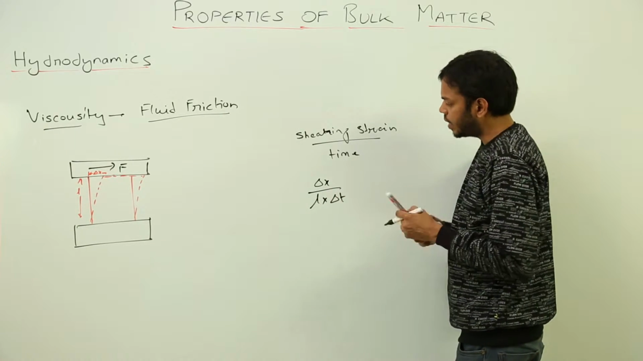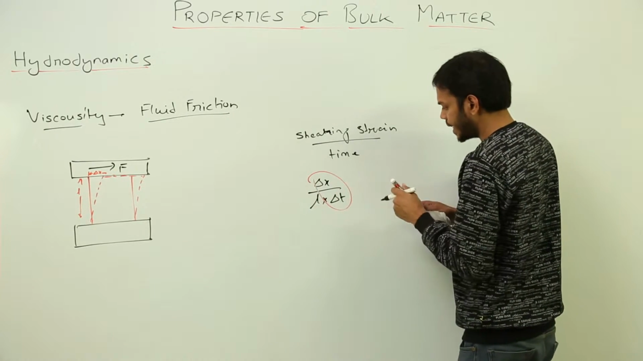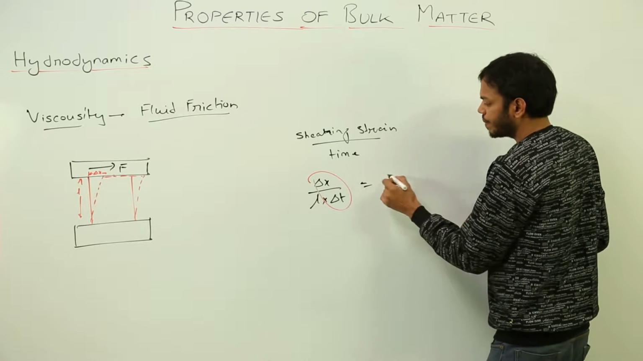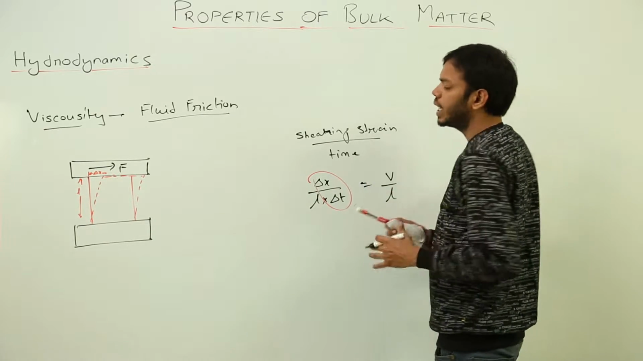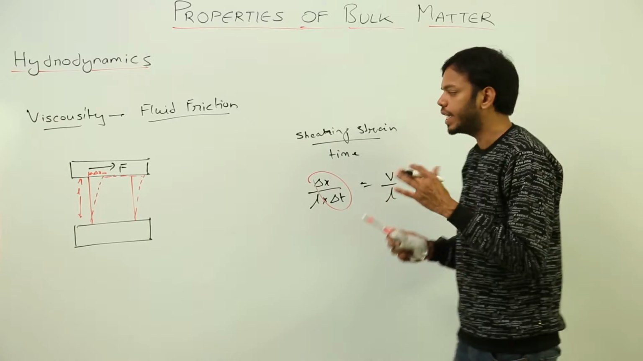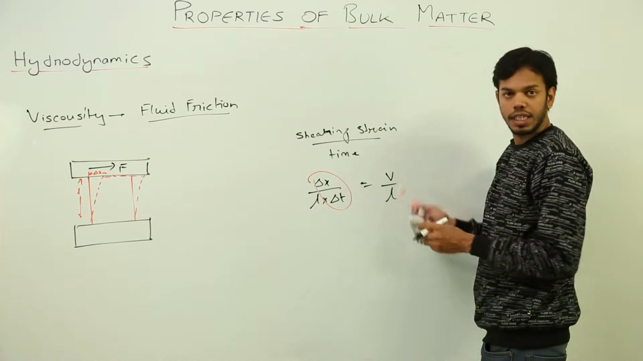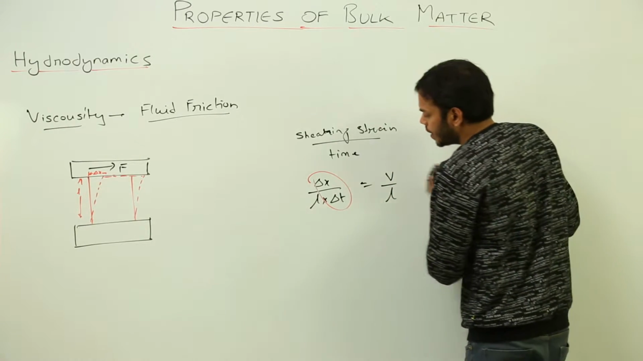So this term here, which is delta x over delta t, is actually what? Velocity. So v upon L, this is the rate of shearing strain or shearing rate, right? Now keep this term in mind. I am rubbing it out.